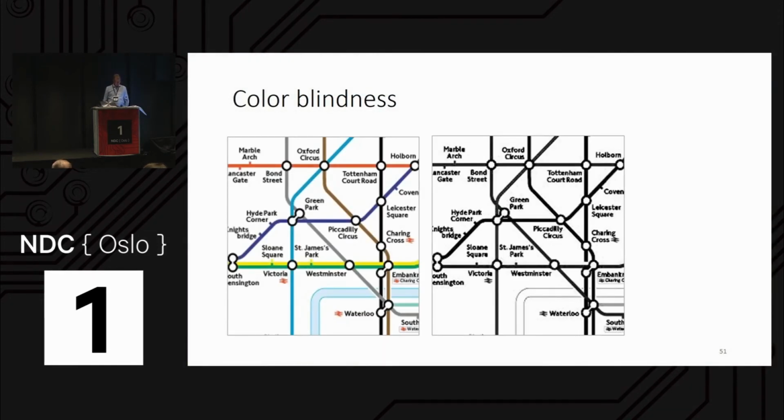Here's an example of an excerpt from the London Tube map. This one basically uses only color to distinguish the different lines. On the left-hand side, you can see the map as it's supposed to be seen, and on the right-hand side, you can see it as it might appear to somebody who's colorblind, one way or the other. Is there anybody who sees them as the same? No? Okay. Good for you.